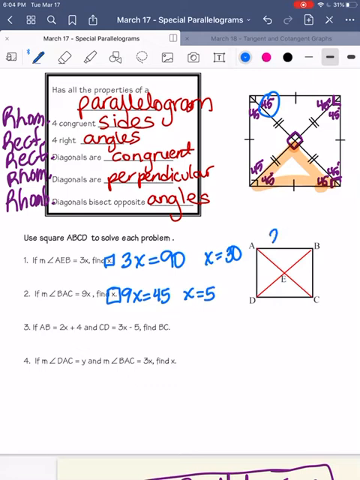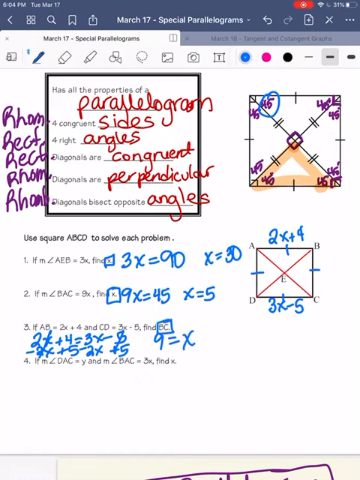Okay, the next one says if AB is 2x plus 4 and CD is 3x minus 5, what do we know about a square? We know that all the sides are congruent, so we can put these equal to each other. 2x plus 4 equals 3x minus 5. So let's subtract and then add. We're going to have 9 equals x. So that's x. Now it did say find BC. Now BC is over here, so we don't have anything to plug it into. So what do we plug it into? Well, the answer is it doesn't matter.